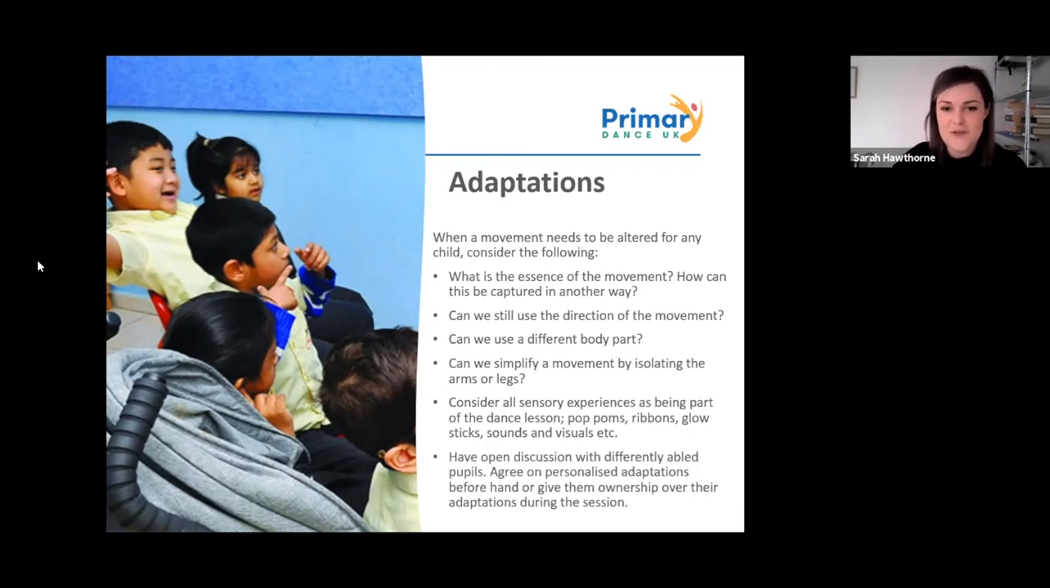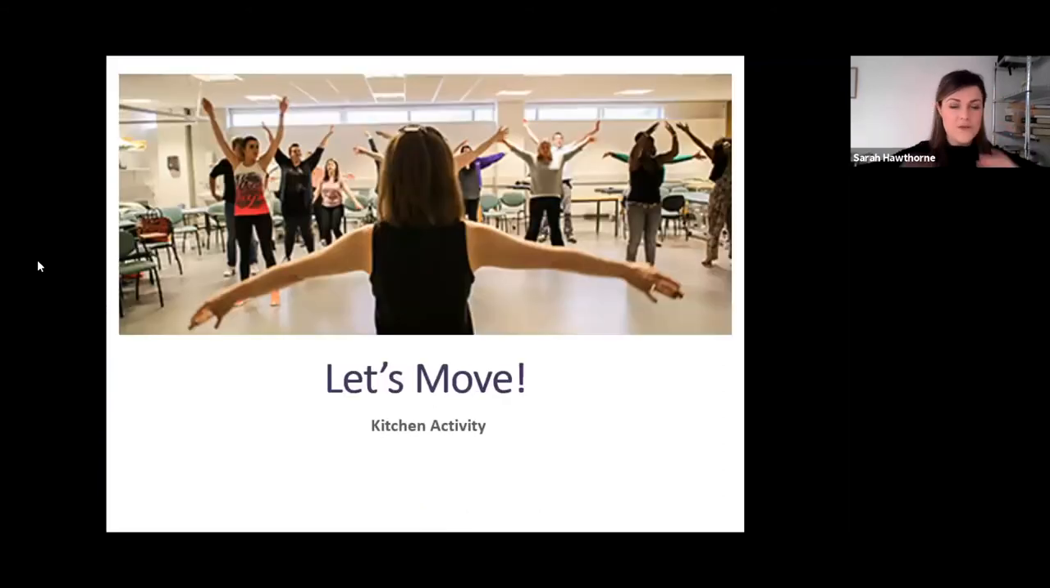It's everything else that goes with it. And then finally, have an open discussion. I mentioned this earlier, with differently abled pupils, and agree on personalised adaptations. They, as I mentioned, might want to make their own adaptations during the session. Give them ownership of that and ask them to come up with their own ideas on how they might adapt a movement for them. So we're going to get on to our final Let's Move activity now.